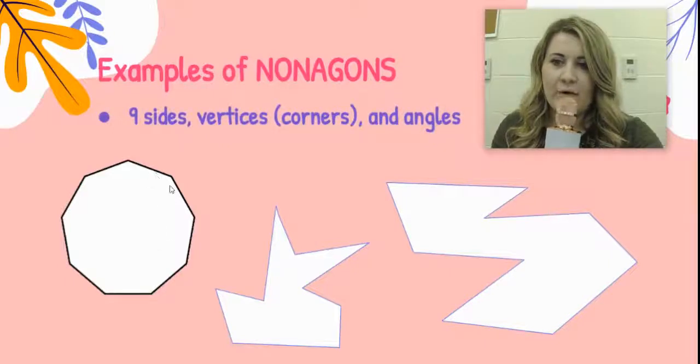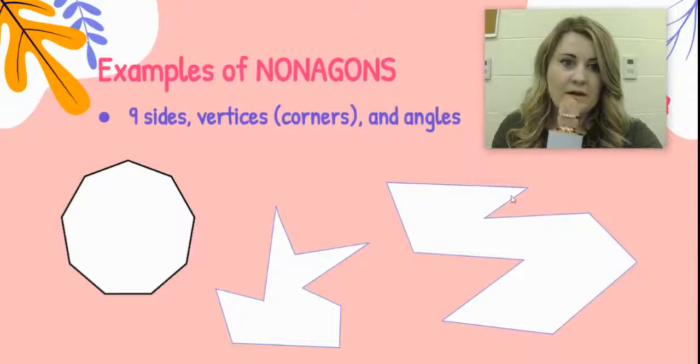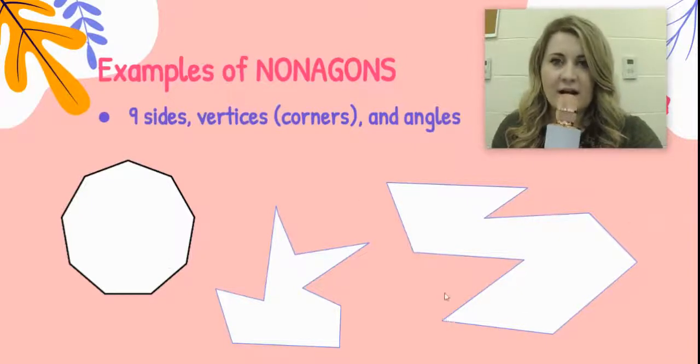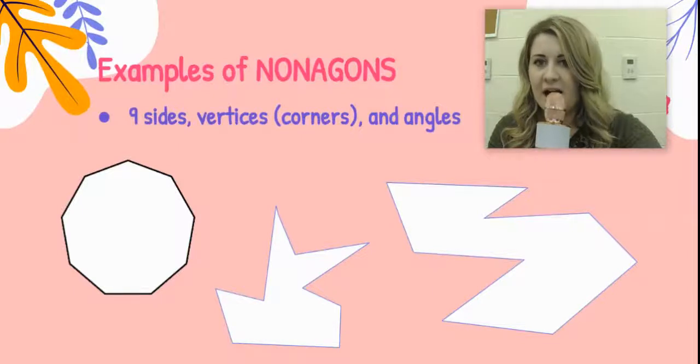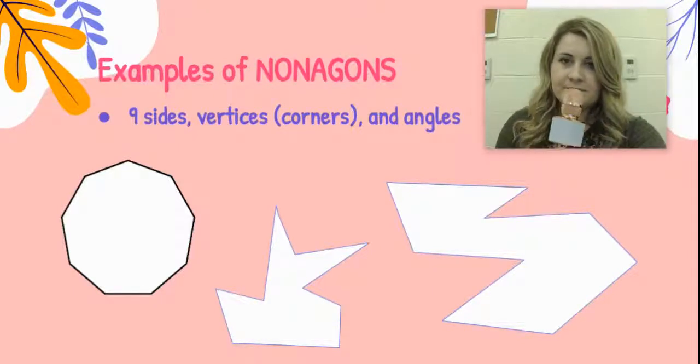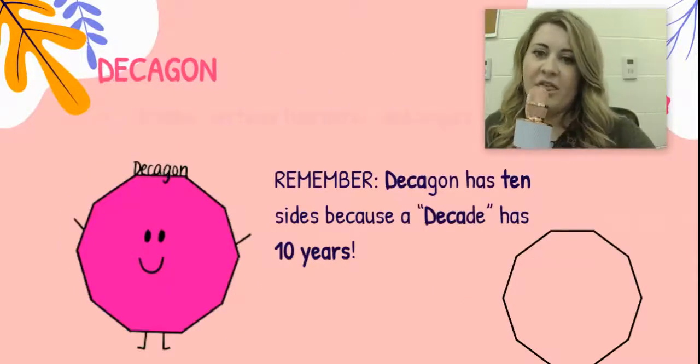Okay, we have 1, 2, 3, 4, 5, 6, 7, 8, 9. 1, 2, 3, 4, 5, 6, 7, 8, 9. Woo! 1, 2, 3, 4, 5, 6, 7, 8, 9. All of these are nonagons, okay? Nonagons. Last but not least, we have the decagon.